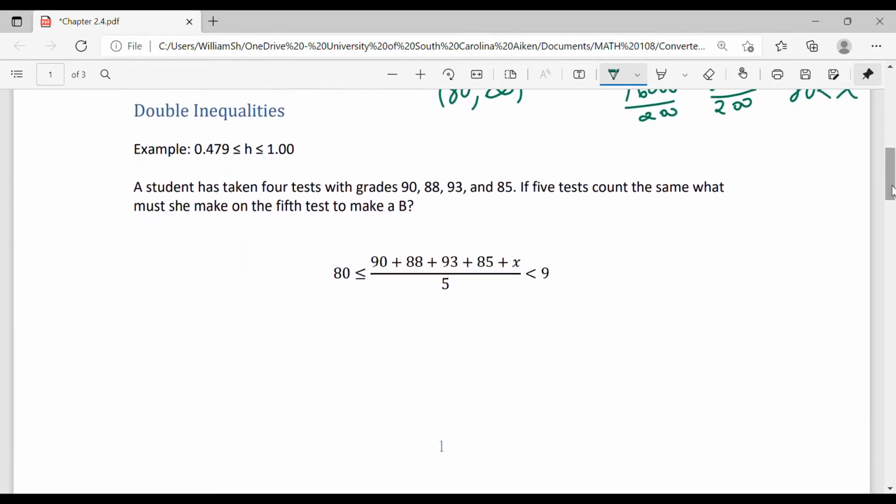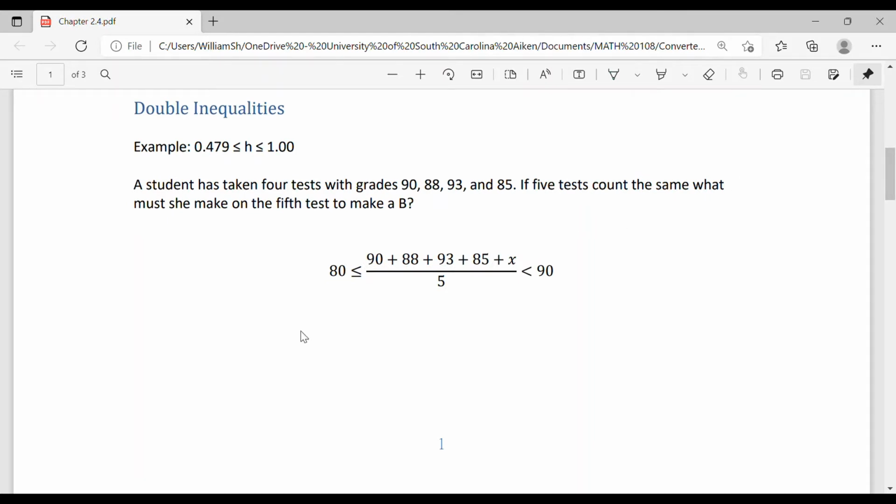Now, we also deal in some double inequalities. So an example of a double inequality is 0.479 is less than or equal to h is less than or equal to 1.00. Now, a student has taken 4 tests with grades 90, 88, 93, and 85. If 5 tests count the same, what must she make on the 5th test in order to make a B?